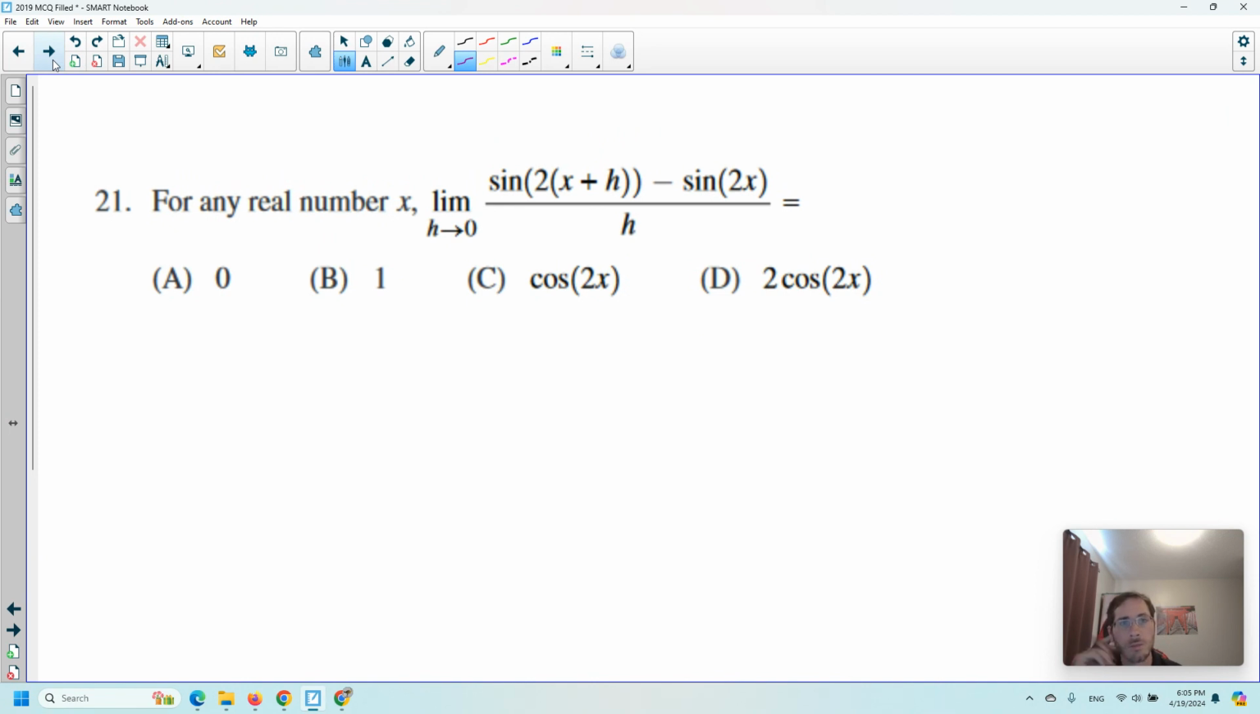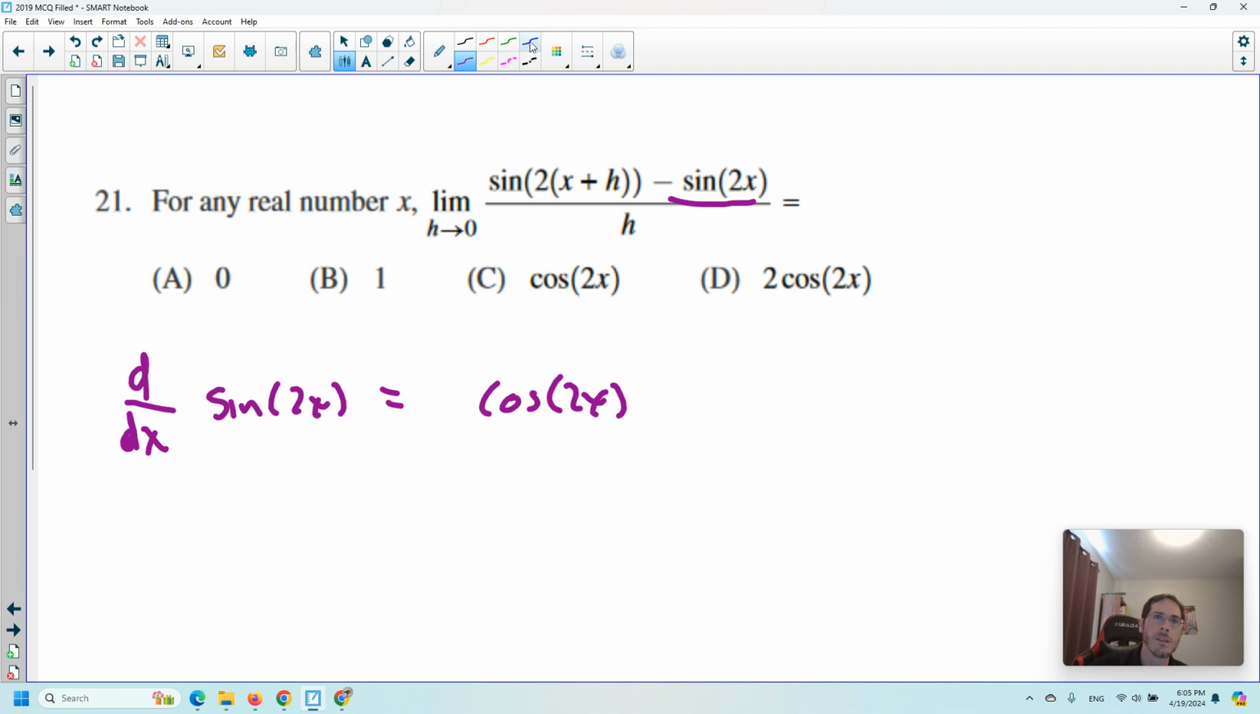Well, that's definitely the limit definition of a derivative. So this is actually asking us, what is the derivative of sine of 2x? Derivative of sine is cosine. And again, just like that other question, kind of silly they asked it twice, to bring that 2 out front. But there we go. Pretty quick.